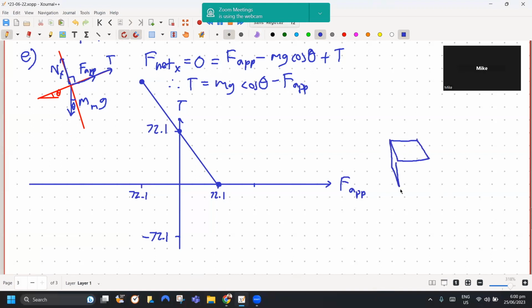So, ibig sabihin, itong graph natin, up to kung hanggang saan lang yung kaya ng rope, which we haven't established kasi wala sa given eh. Okay. Now, what happens if F applied is greater than 72.1?